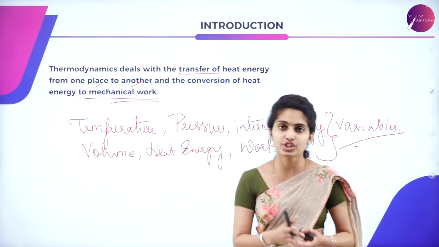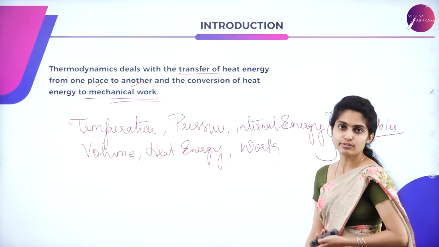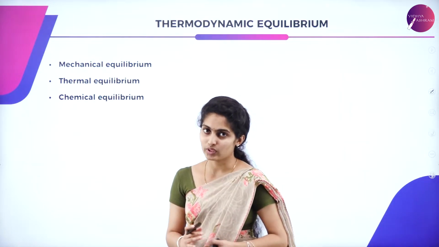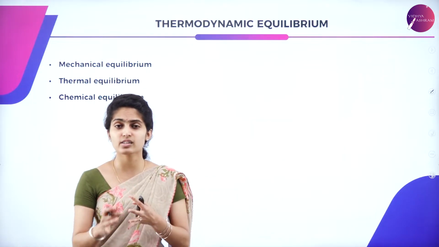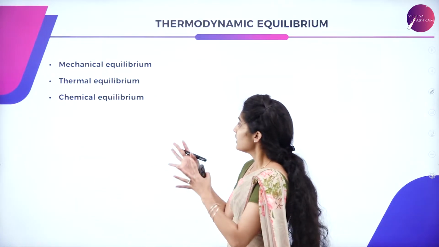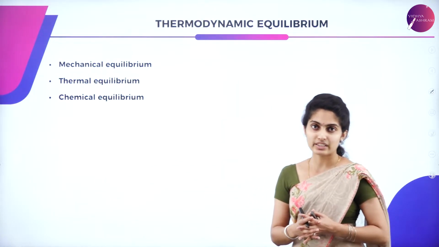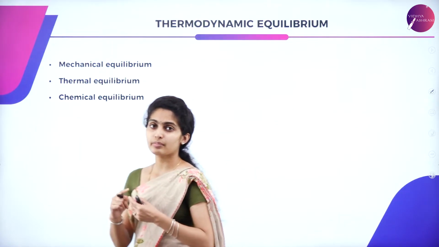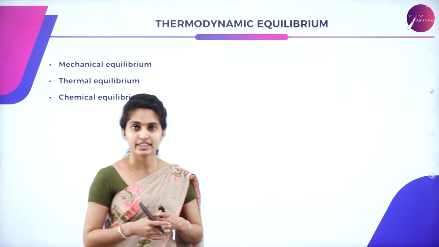So there are a few changes in what we will study in further sessions. Next we have thermodynamic equilibrium. So what is there in this thermodynamic equilibrium for us to study? Here there are three types of thermodynamic equilibrium: mechanical equilibrium, thermal equilibrium as well as chemical equilibrium.